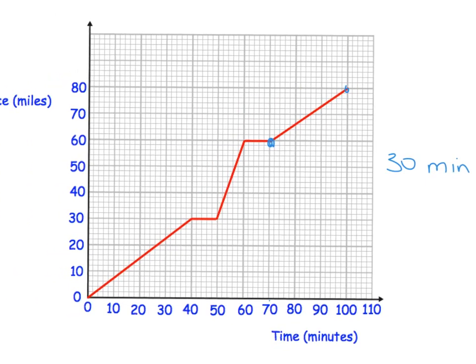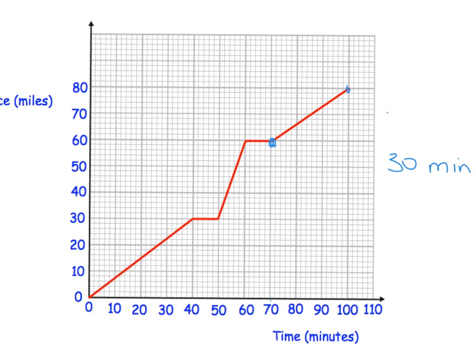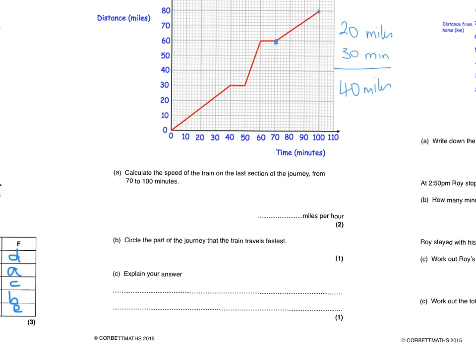And the distance that he travels is 20 miles. Well, if we think of speed as the distance that you travel in 1 hour, if he can travel 20 miles in half an hour, in 1 hour he would travel 40 miles. Which means he has travelled 40 miles per hour.